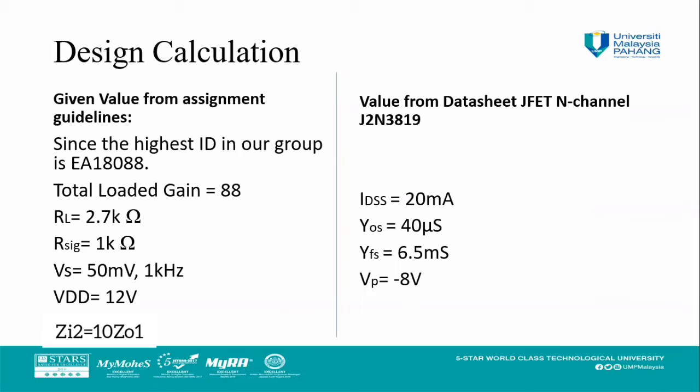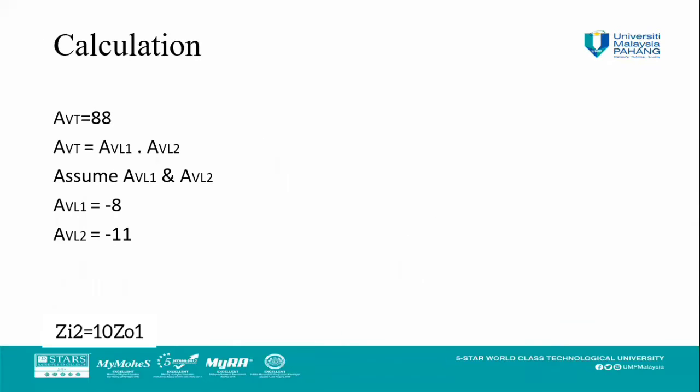Given values from the assignment guidelines: since the highest ID in our group is EA18088, the total gain is also 88. RL is 2.7 kilo ohms, R6 is 1 kilo ohm, Vs is 50 millivolts, frequency is 1 kilohertz, VDD is 12 volts, and Z in 2 is equal to 10 Z out 1. Values from the datasheet: IDSS 20 milliampere, YOS 40 microsiemens, YFS 6.5 millisiemens, and VP minus 8 volts.